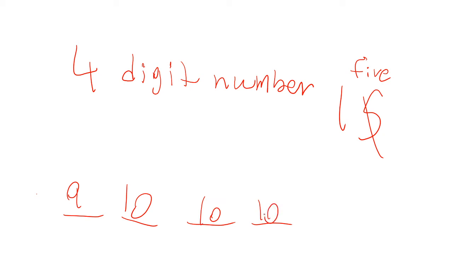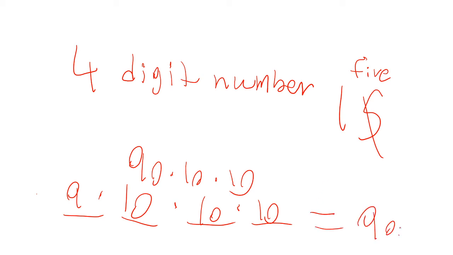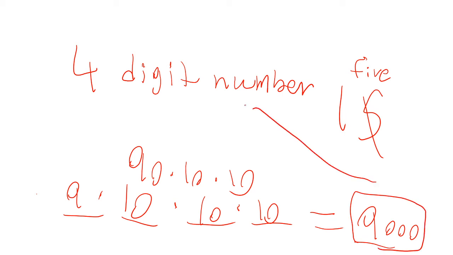And then we just multiply. 9 times 10 is 90. And then we have 90 times 10 times 10. That's 900. 900 times 10 is 9,000. Okay. So 9,000 4-digit numbers.